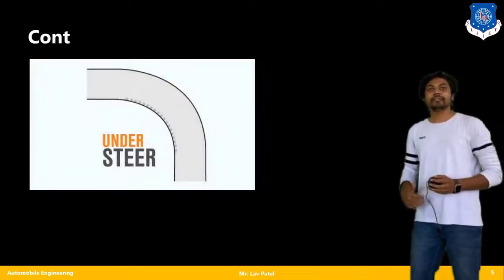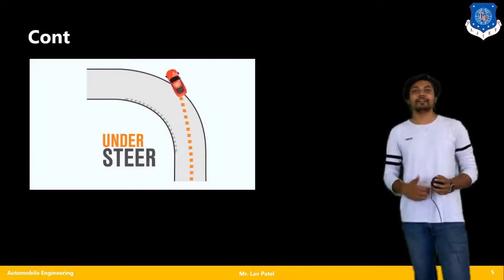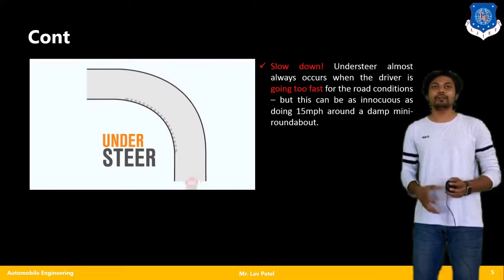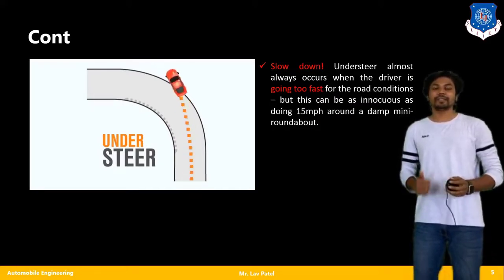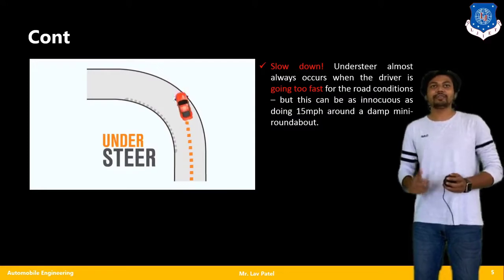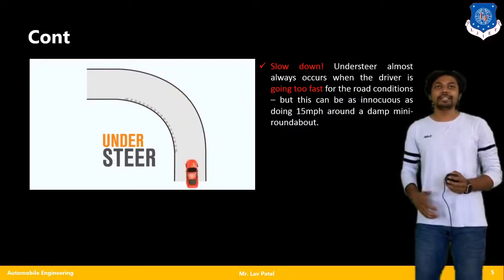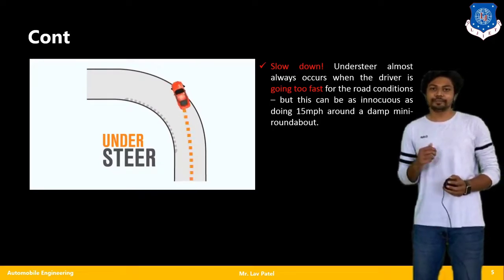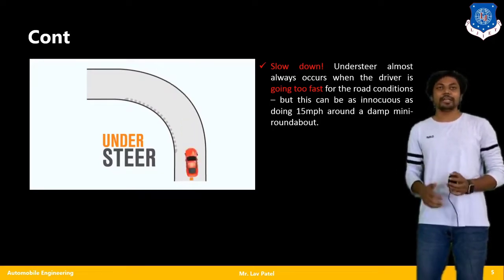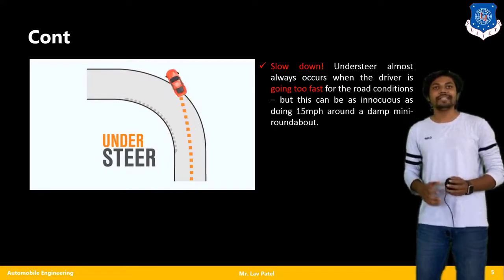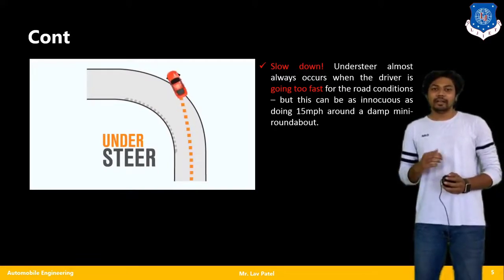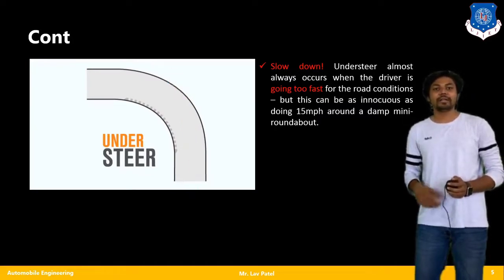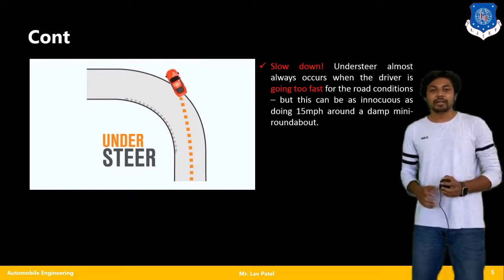So let us continue here. In the animation, you can see the understeer effect of the vehicle, and how to manage it. First of all, the main and prior work is to slow down my vehicle. Understeer almost always occurs when the driver is going too fast in different road conditions. This can occur, for example, when doing 15 miles per hour around a damp mini roundabout.